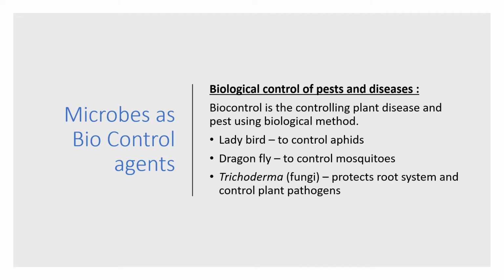Let us see a few examples of different microbes as biocontrol agents. First, ladybird. This ladybird is a familiar beetle with red and black markings on its body, and it is used to get rid of aphids. Second, dragonflies. Dragonflies are used to control mosquitoes. So here we are not using any kind of insecticides or pesticides.